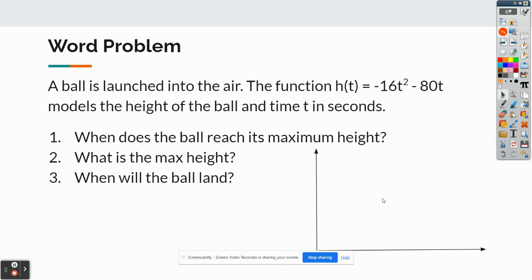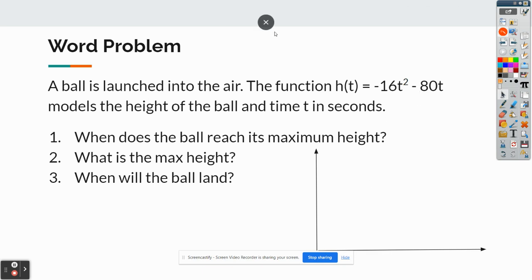Okay, and then you might get a couple word problems. I'm going to go over one here just to introduce these. Most of these word problems, we're going to be using the calculator to answer them. So it says a ball is launched into the air, and this function models the height of the ball. So t is our seconds, and if I plug the amount of seconds in, whatever number it spits back out to me would be the height of the ball.